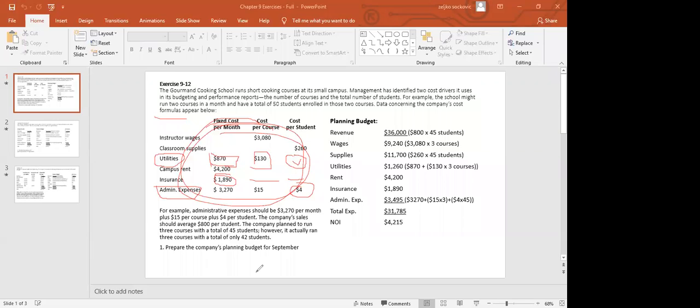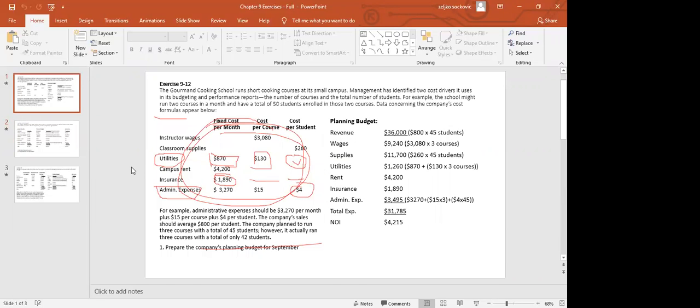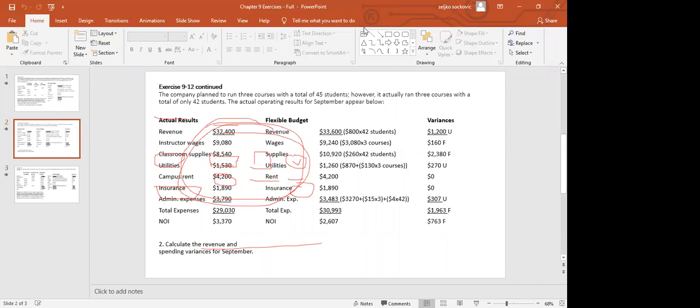Now, what number will we use? What else do we need for flexible budget? So again, this is the question here. Let me look at the next slide. These are the actual results that we are given, and then flexible budget. Okay, we have those functions here next to it, so I can go straight to this slide. Let me erase this.